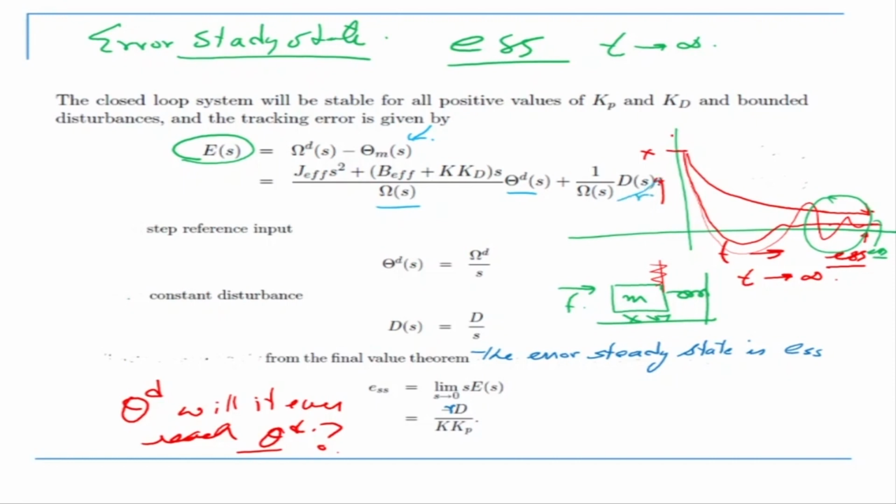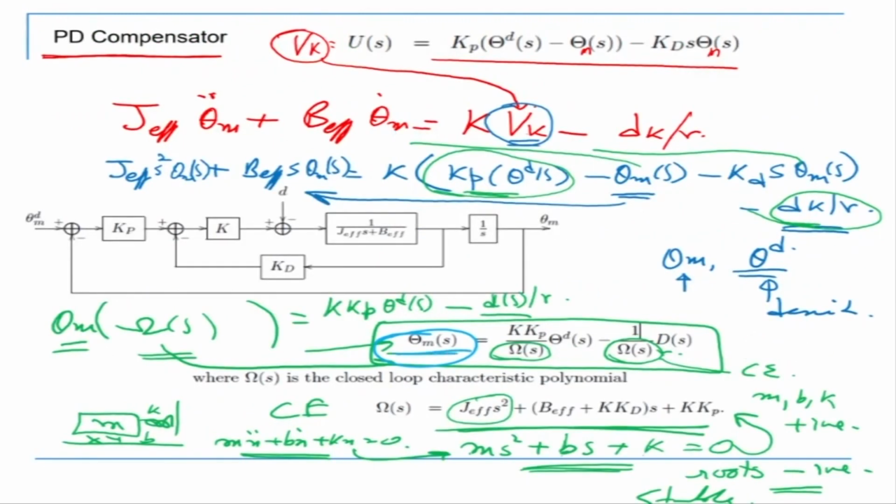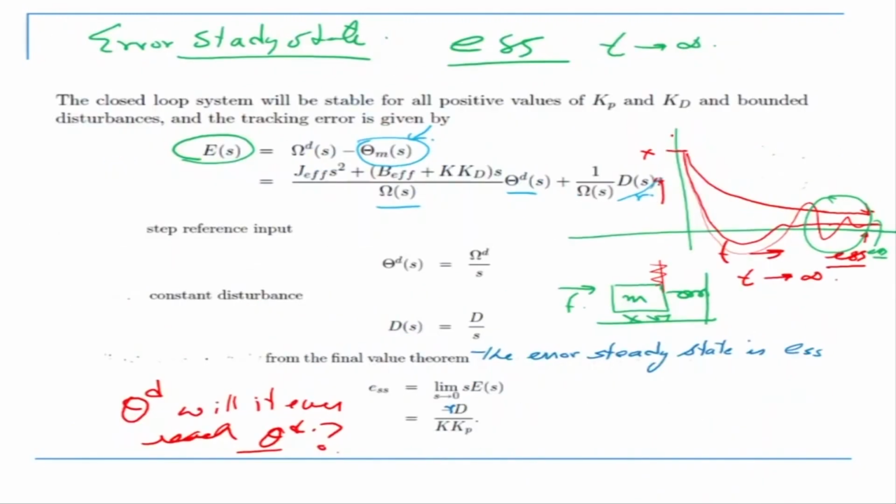So what did I do? I took my theta m(s). Where did I get that from? I got it from the previous one here. I got theta m(s) here. So I put that theta m(s) in and take theta d(s) common. So theta d is common, and what we get is E(s) here. So omega(s) is at the bottom. This is my characteristic equation. Now for a step reference input, suppose I give a step function. This is my step function. I give a step reference input, theta d by s.